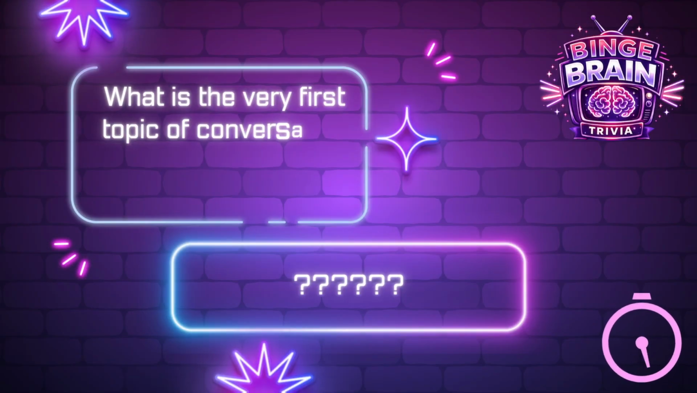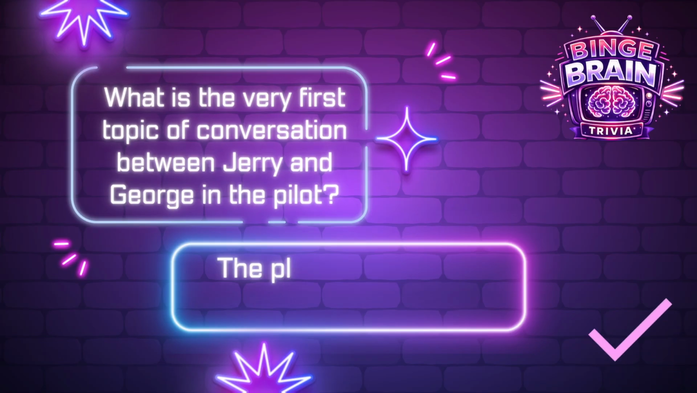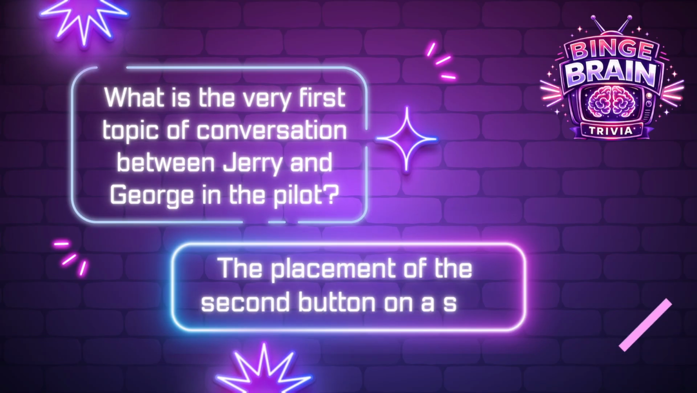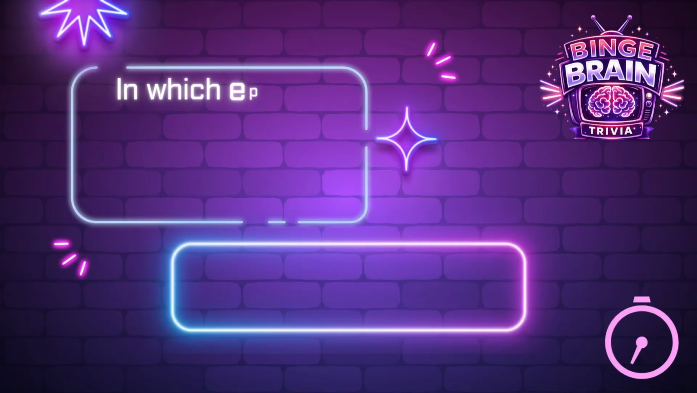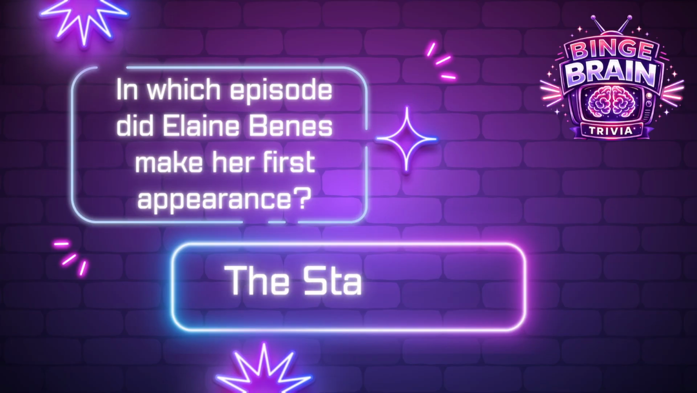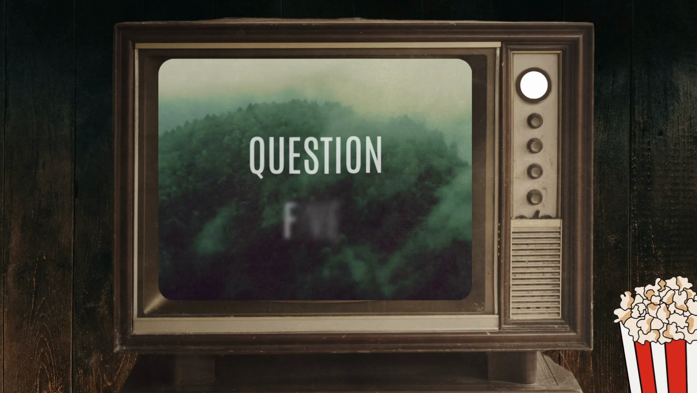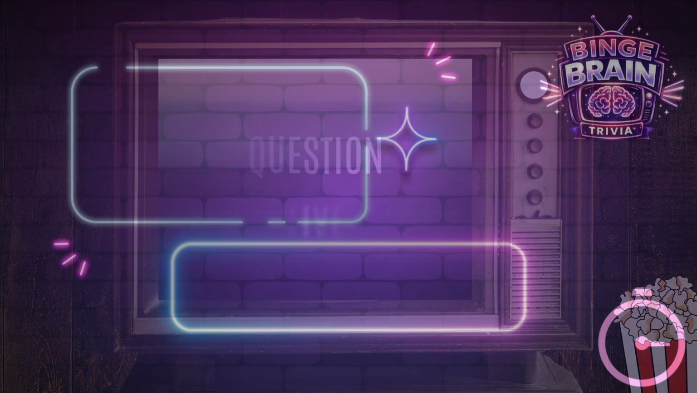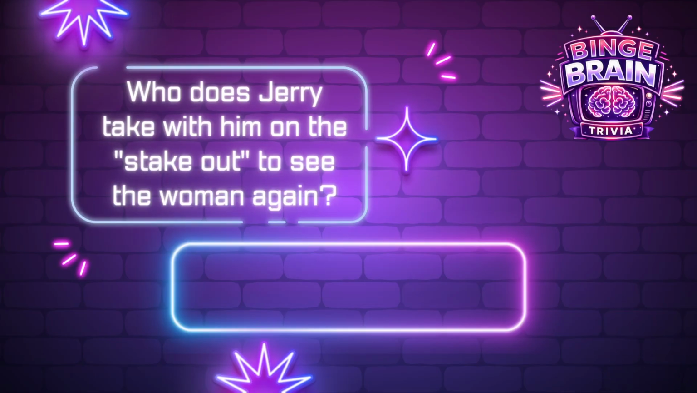What is the very first topic of conversation between Jerry and George in the pilot? The very first topic of conversation is the placement of the second button on a shirt. In which episode did Elaine Bennis make her first appearance? Elaine Bennis makes her first appearance in The Stakeout. Who does Jerry take with him on the stakeout to see the woman again? Jerry takes George with him on the stakeout to see the woman again.